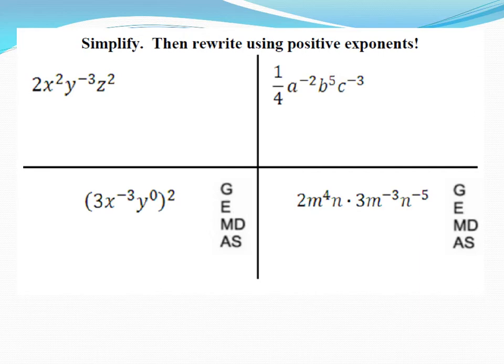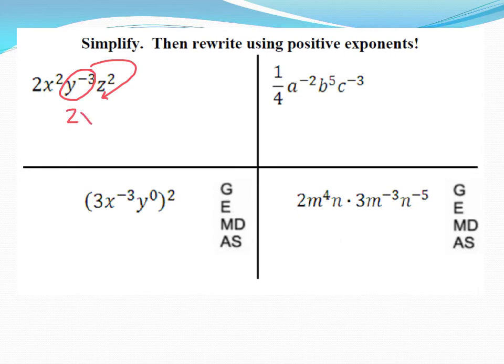Okay, so look at number 1 here. I have 2x squared, y to the negative third, z to the second power. So right away you notice y to the negative third. This right here is the only one with a negative exponent. So if I want to make it positive, all I'm going to do is take the inverse. So basically take it from the numerator and place it in the denominator.